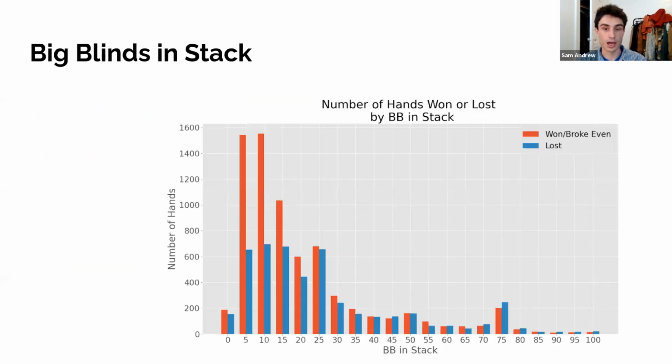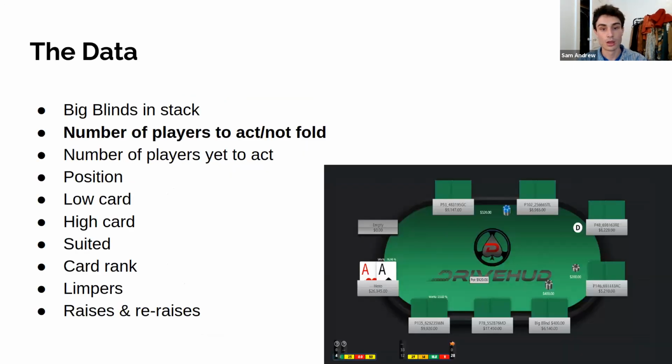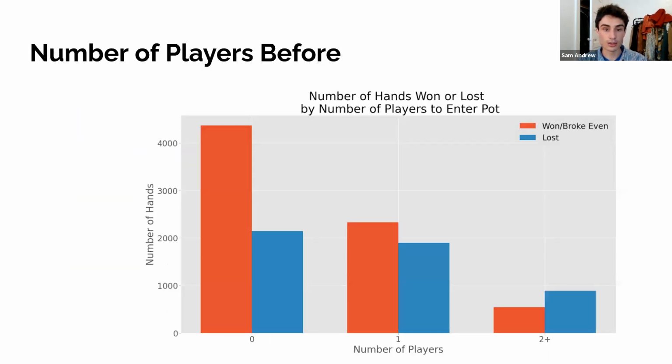As you can see from the plot, most of my hands occur when this metric is lower, and as it increases, my win rate goes down. The number of players yet to act and not fold are the number of players who have entered the hand when I make my first action. I tend to win more when fewer players have entered the pot, which makes sense because I'm competing against fewer opponents.